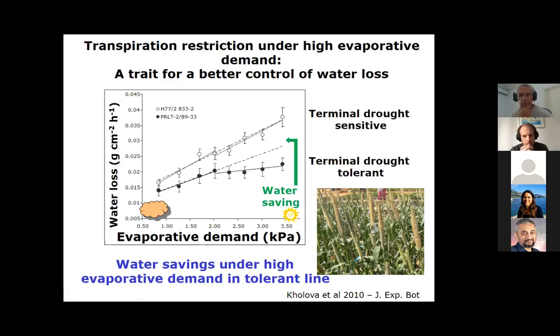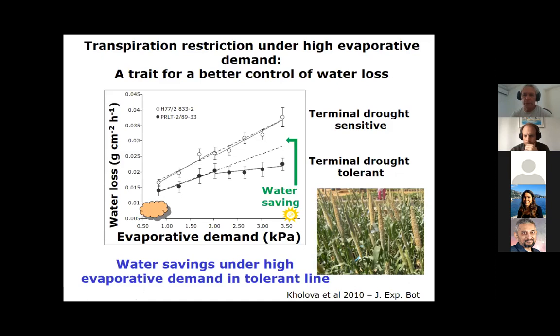For us, it's important because the difference between those two curves represents water savings. So we've got basically a line of pearl millet here that uses a lot of water, and we've got a line here which happens to be drought tolerant. That's why we use them to compare, it saves water. So that's basically the basics for the project, and it saves water under high evaporative demand.